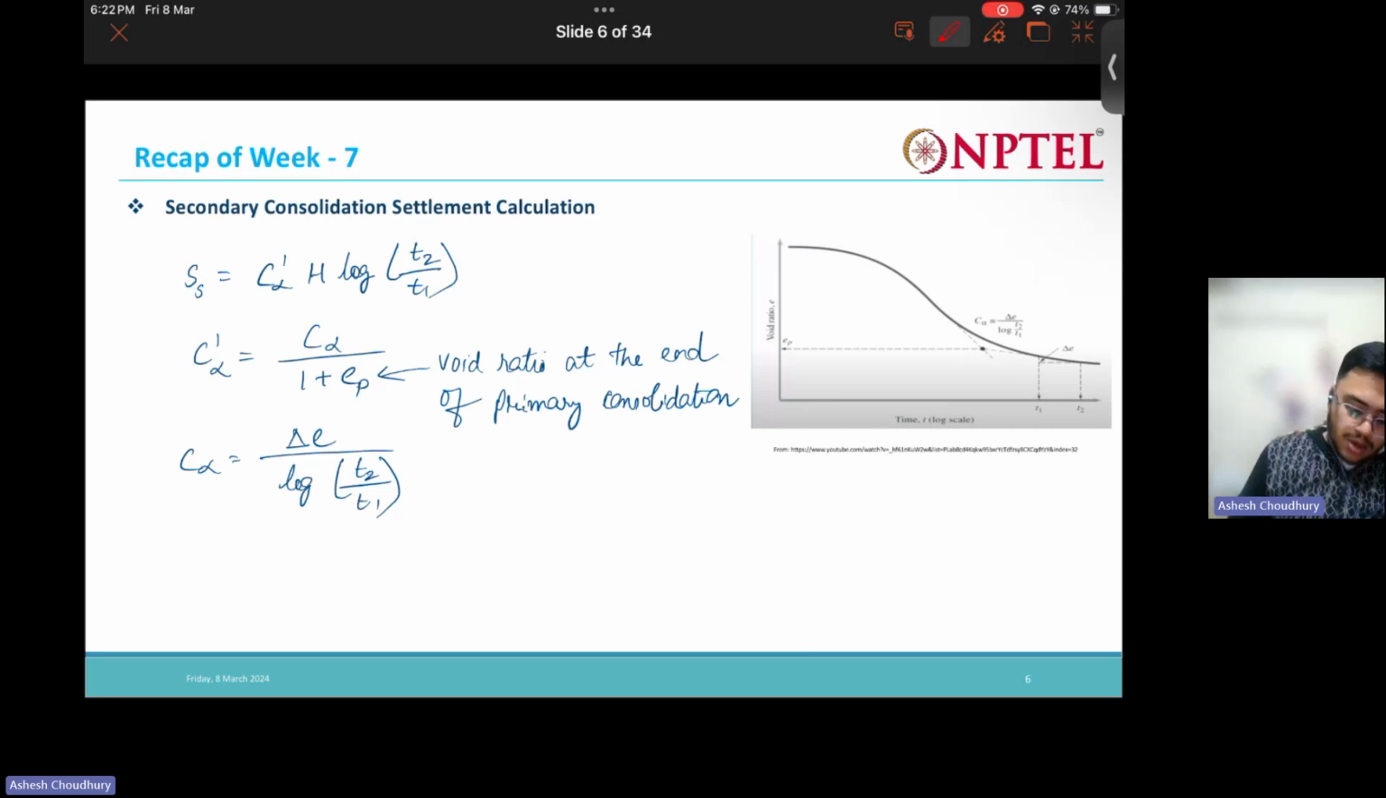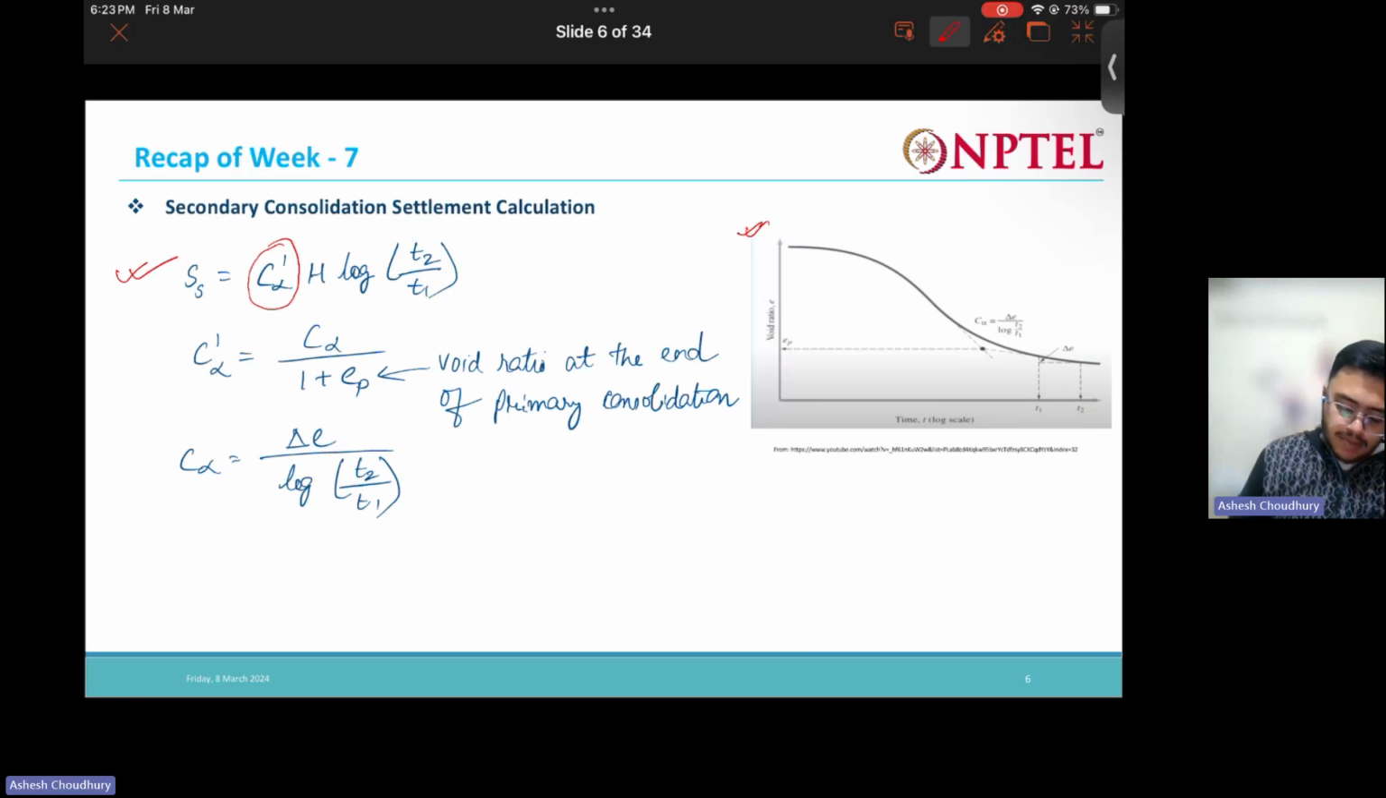So for that we use this term. Yeah. So here you can see a void ratio versus time scale. From there, what we do is calculate the secondary consolidation. So you can see this term C alpha prime. C alpha prime is nothing but C alpha by 1 plus EP. So what is EP here? EP is the void ratio at the end of the primary consolidation state.